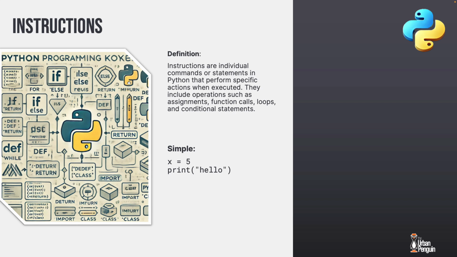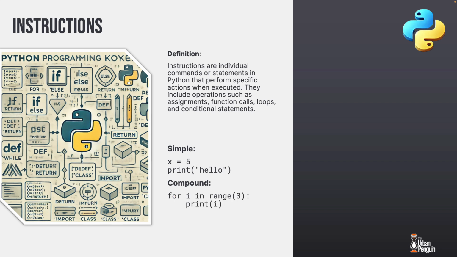We can look at some simple instructions where we're assigning X, a variable, the value of 5, an integer variable, a whole number. Or we can look at our function calls or invocations. So with our print function, this is an instruction. It does something individually. But we can also expand this a little bit and look at compound instructions.